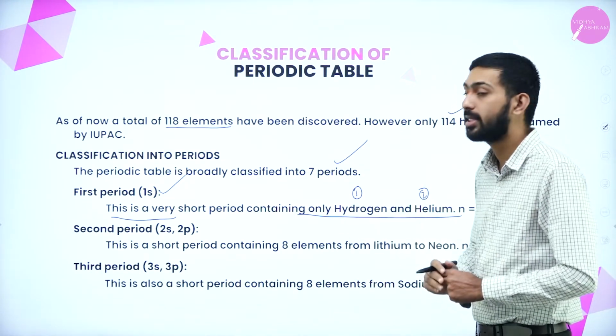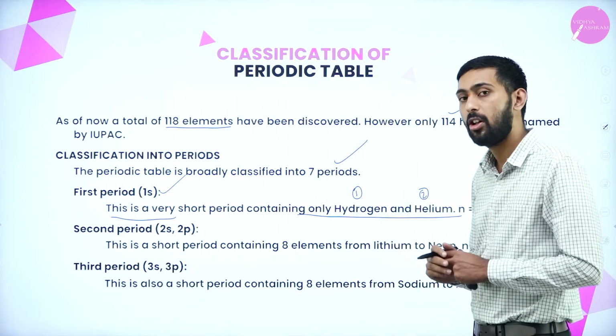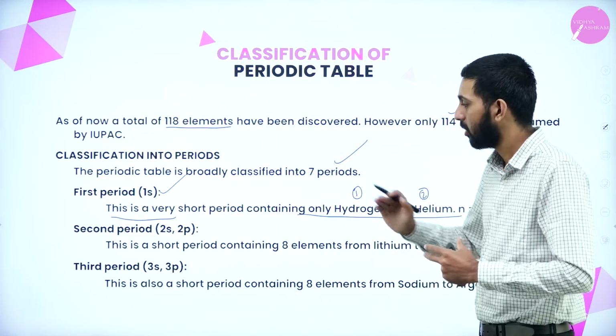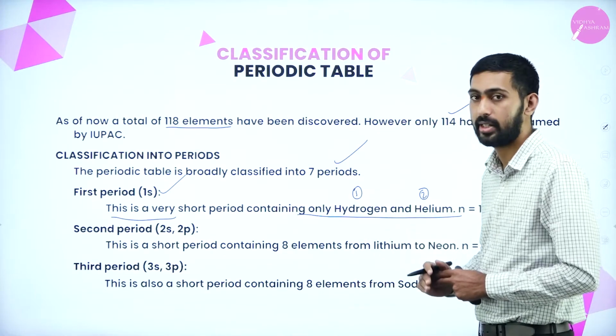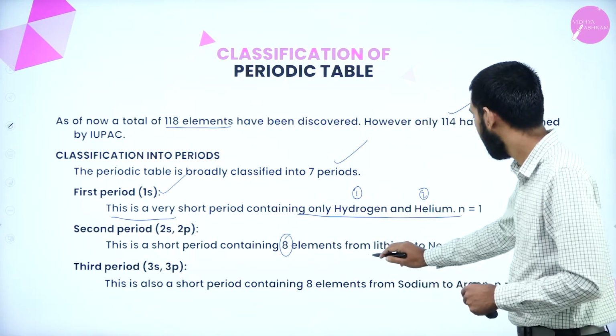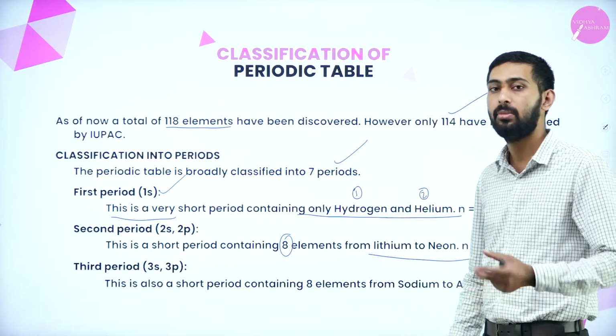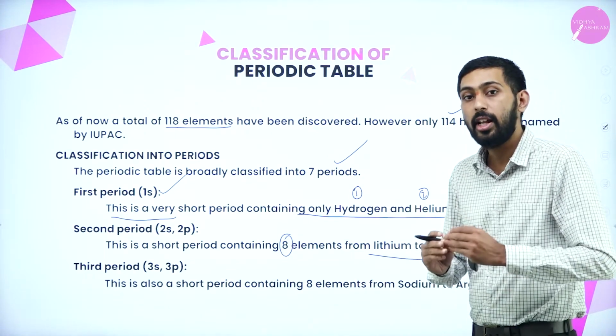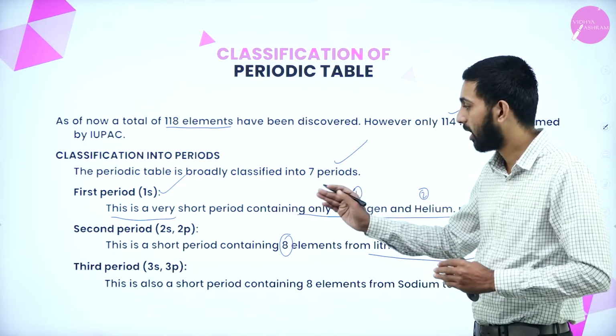Next thing is the second period. In the second period, which orbitals will be there? 2s and 2p. This is a very short period containing only 8 elements, from lithium to neon. It contains only 8 elements in the second period.